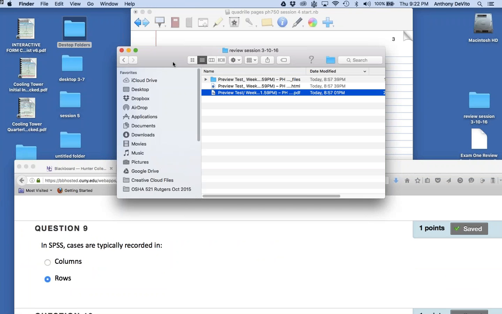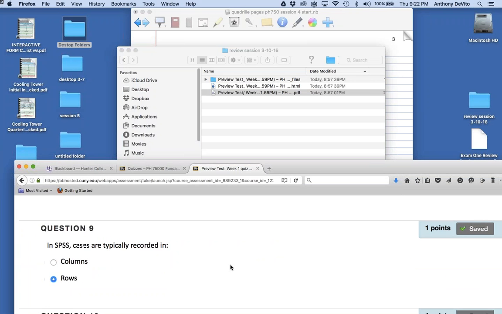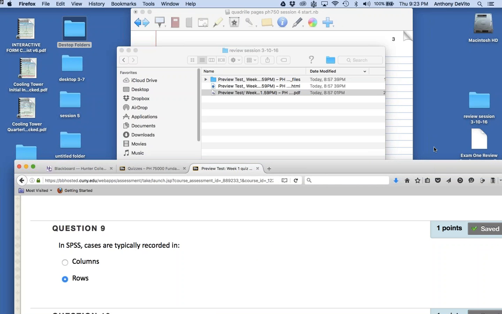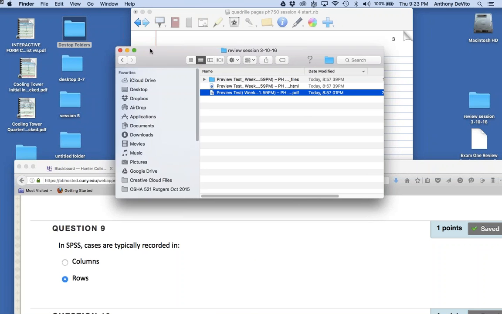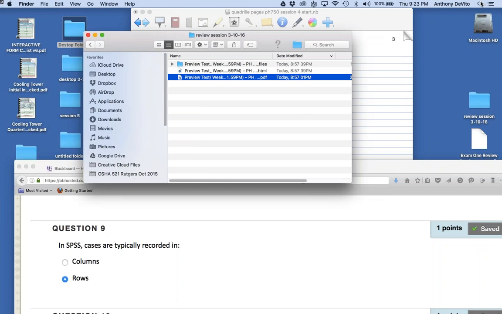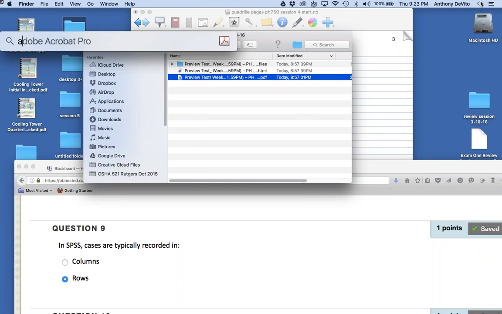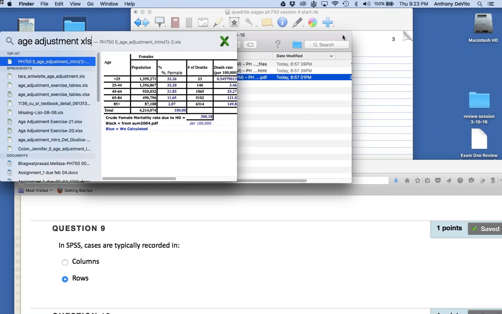And I'm actually going to, since that's the last question on here, and I think somebody actually asked about number 10, do a calculation here on age adjustment. Let me see if I can find one now. Age adjustment, and I'm going to start with an Excel file if I can.